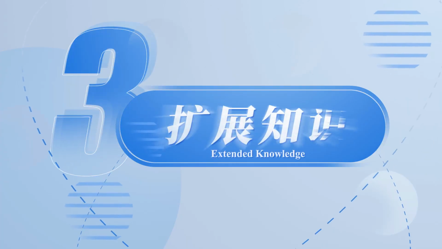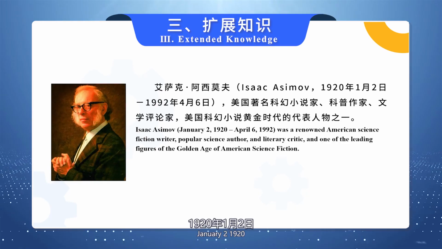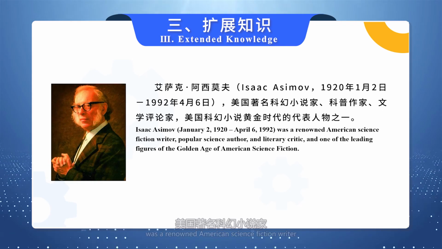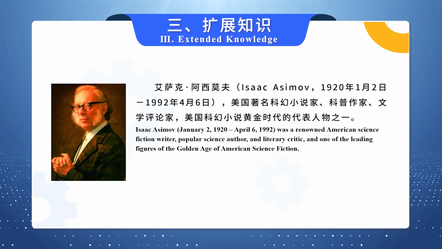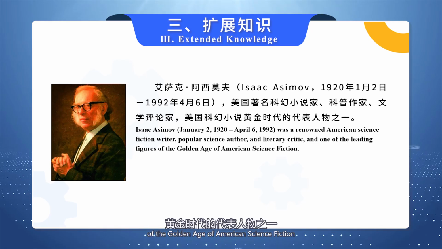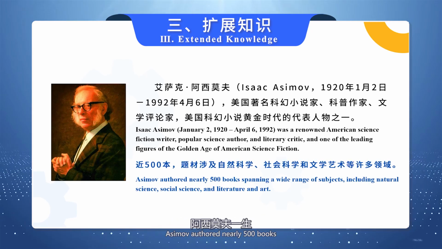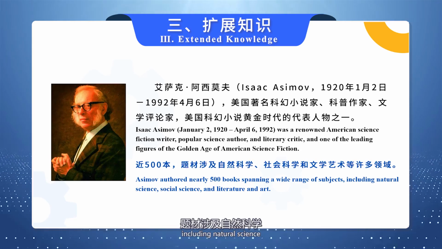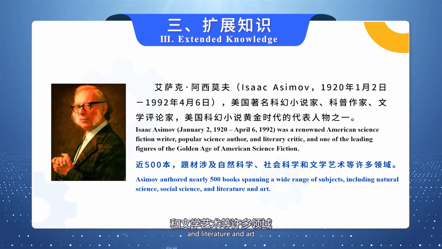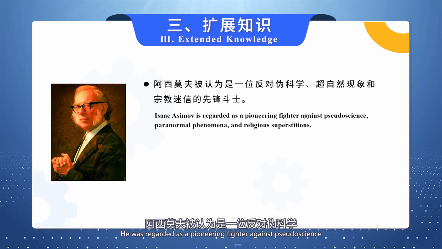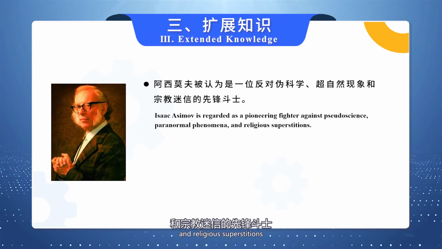Part 3. Extended Knowledge. Isaac Asimov, 2 January 1920 to 6 April 1992, was a renowned American science fiction writer, popular science author, and literary critic, and one of the leading figures of the golden age of American science fiction. Asimov authored nearly 500 books spanning a wide range of subjects, including natural science, social science, and literature and art. He was regarded as a pioneer in opposing pseudoscience, paranormal phenomena, and religious superstition.